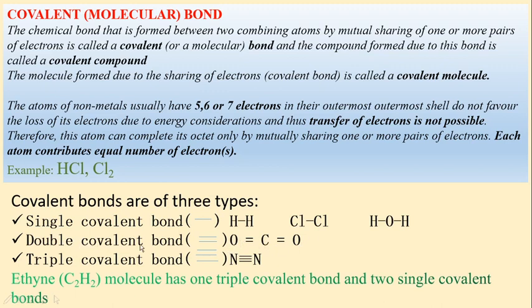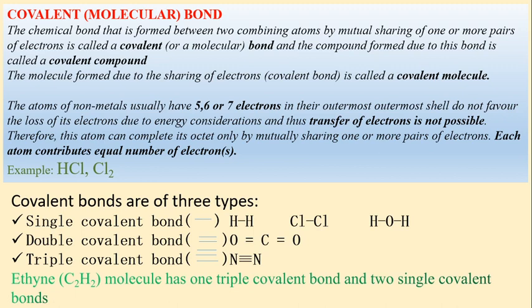So the example for double covalent bond: between this oxygen and carbon, two electrons are shared. Between this carbon and oxygen, two electrons are shared. Similarly for triple covalent bond, the nitrogen molecule. Between these nitrogens, three electrons are shared. So they are triple covalent bonds.